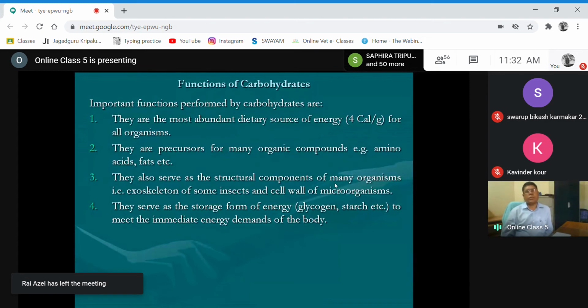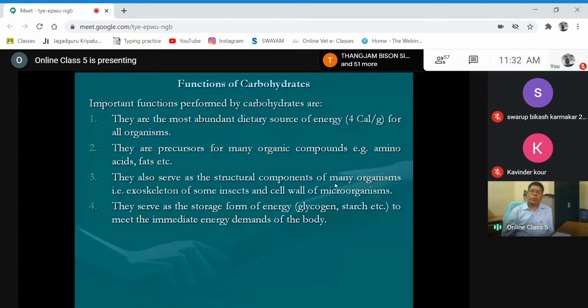Secondly, they are the precursors for many organic compounds like the amino acids, fats, etc. It will be discussed in detail when we discuss the metabolism. They also serve as the structural components of many organisms, like the exoskeleton of insects and the cell wall of the microorganisms.